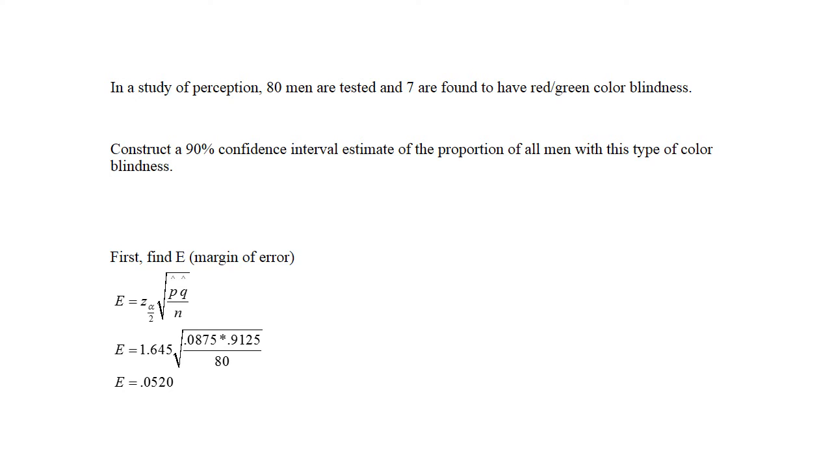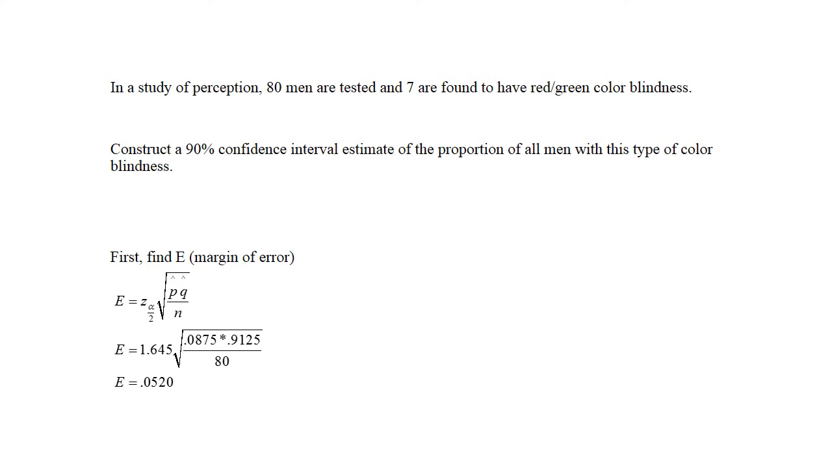We also need to find p hat. P hat is the sample proportion. In this case, p hat equals 7 divided by 80, which is 0.0875. Q hat is 1 minus p hat. So q hat equals 1 minus 0.0875. Q hat equals 0.9125.